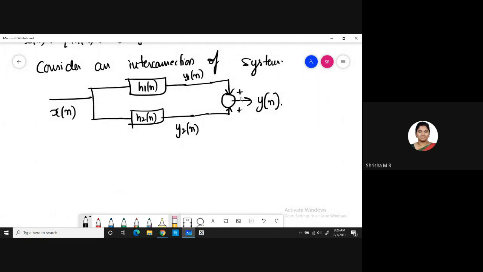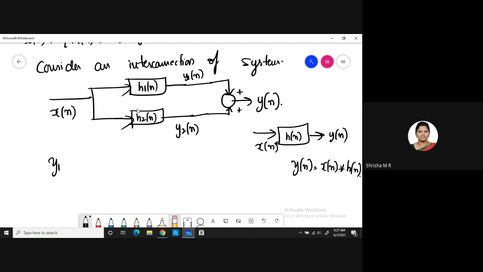So x of n is given to two systems with impulse responses h1 of n and h2 of n, and y1 of n is the output from h1 of n, and y2 of n is the output from h2 of n, when x of n is given as input to both systems. Now we'll take what is y1 of n. It is similar to our LTI system. If you give x of n to the system having impulse response h of n, you get output y of n. So what is y of n? y of n is x of n convolved with h of n, right? It is the same here.